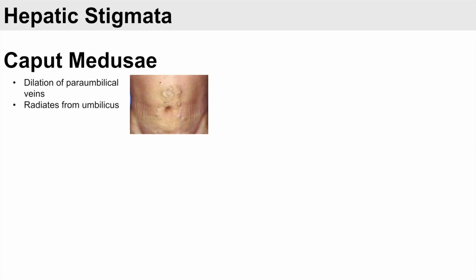Caput medusae itself is a result of portal hypertension, leading to a backup of blood into these veins, leading to this engorgement of these paraumbilical veins.